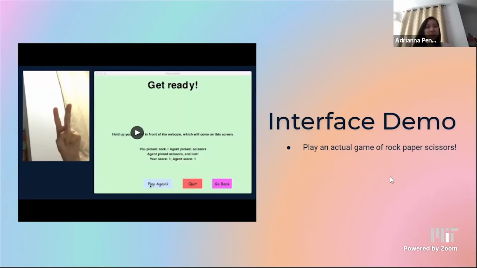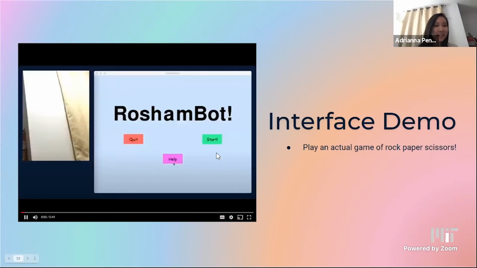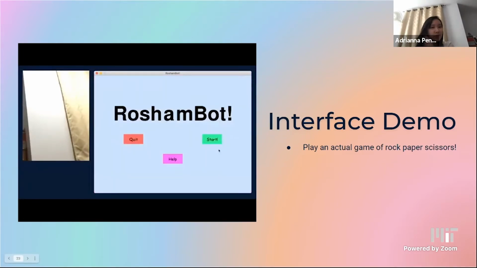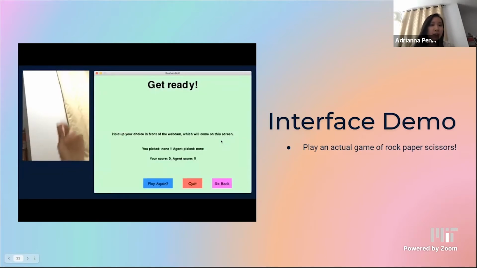Here's another demo, my hand again. You can see me going through the interface right now. Here's the instructions page, as Akshata mentioned, and start. If you pay attention to the choices where it says you picked this, agent picked that, you can see the results for each round I play.